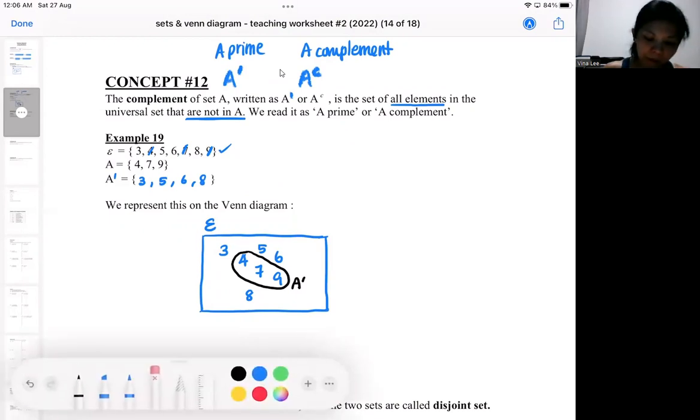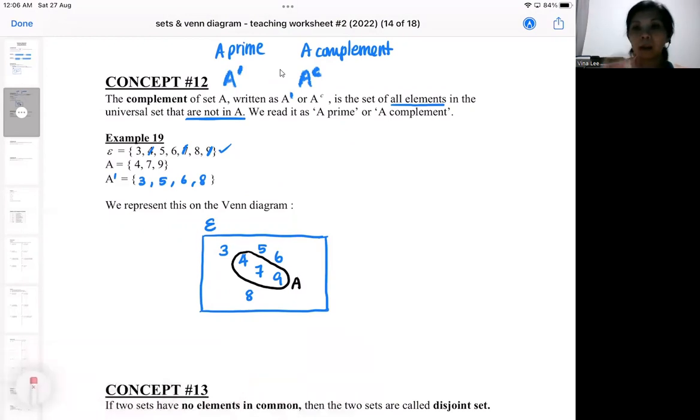Oh, sorry, this is my A. So the elements that are outside A, can you see? The elements that are outside A are what we call A complement or A prime. I usually use A prime, but it doesn't matter. They are the same thing. In words, we will describe it as elements that are not in A. On a Venn diagram, I will mentally think of it as the elements that are outside of A. Okay.